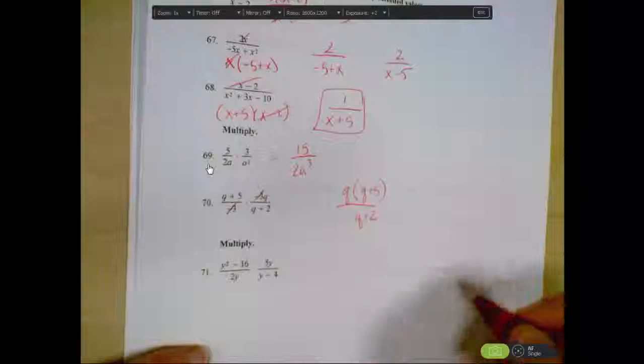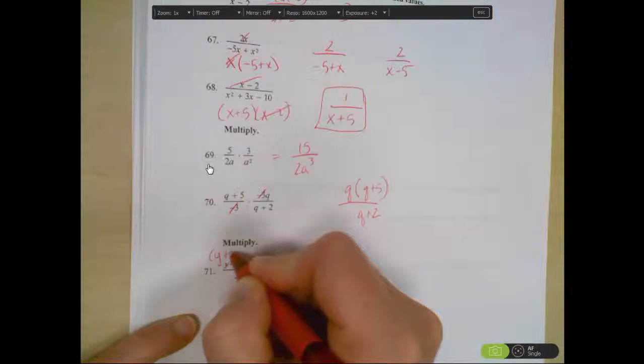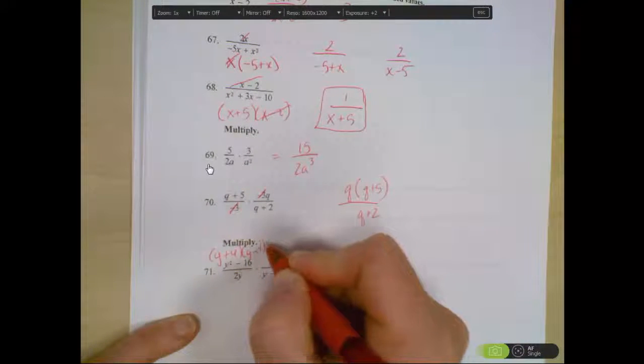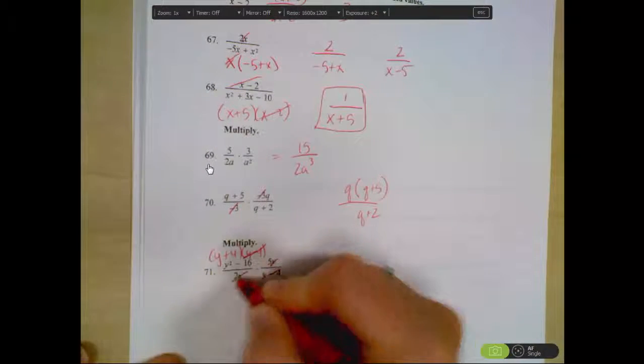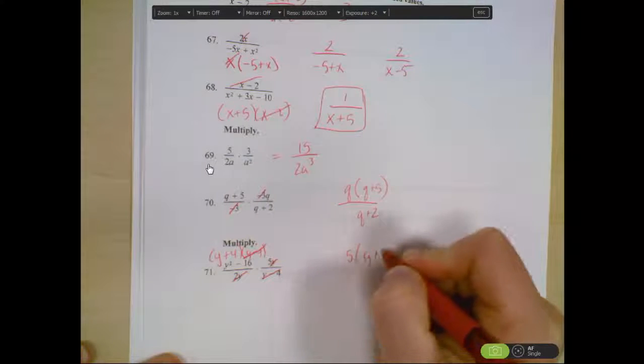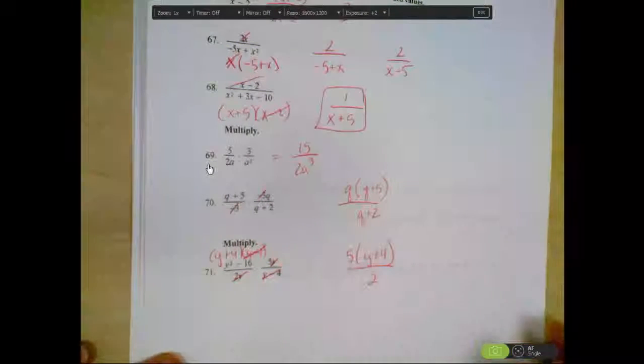Final answer. This factors into y plus 4, y minus 4. So we can cross cancel diagonally. This y can cancel with this y. So final answer, 5 times y plus 4 all over 2. Last page. Oh, almost.